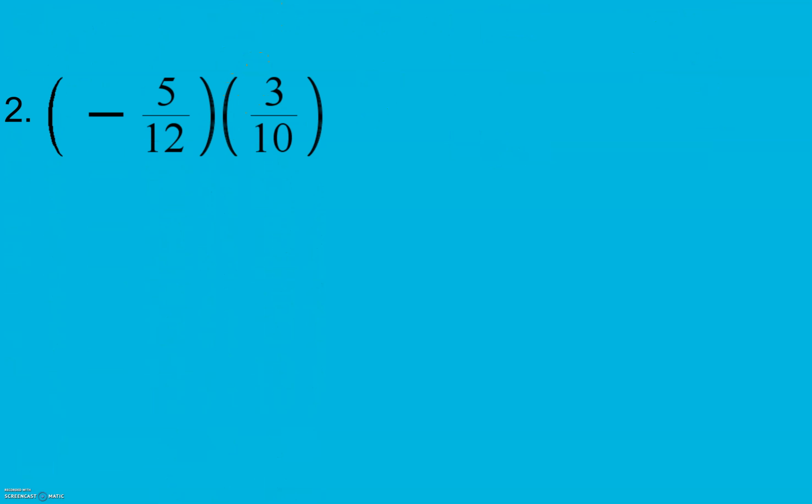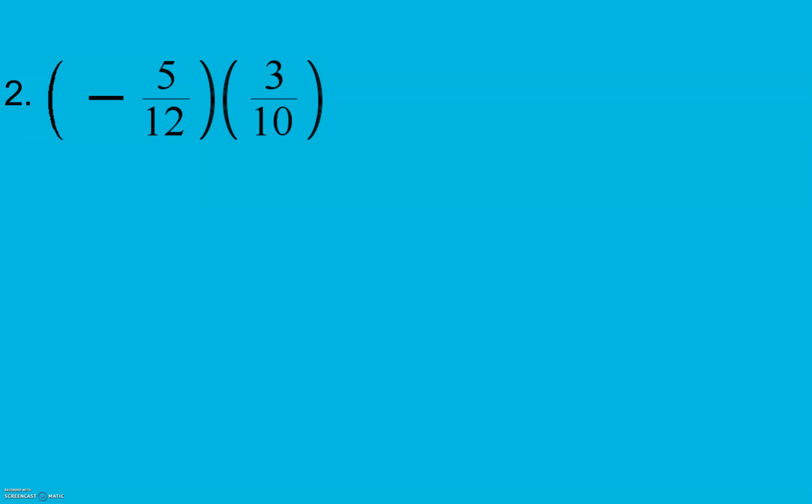In 2, again, we have fractions, and to multiply fractions, I multiply straight across. Even though these are in parentheses, it's just 2 fractions being multiplied together. So here I have negative 5 times 3. I'm going to take the negative with the 5. I also could have taken it with the 12. It doesn't matter as long as we only do it once. So then I have 12 times 10 in my denominator.